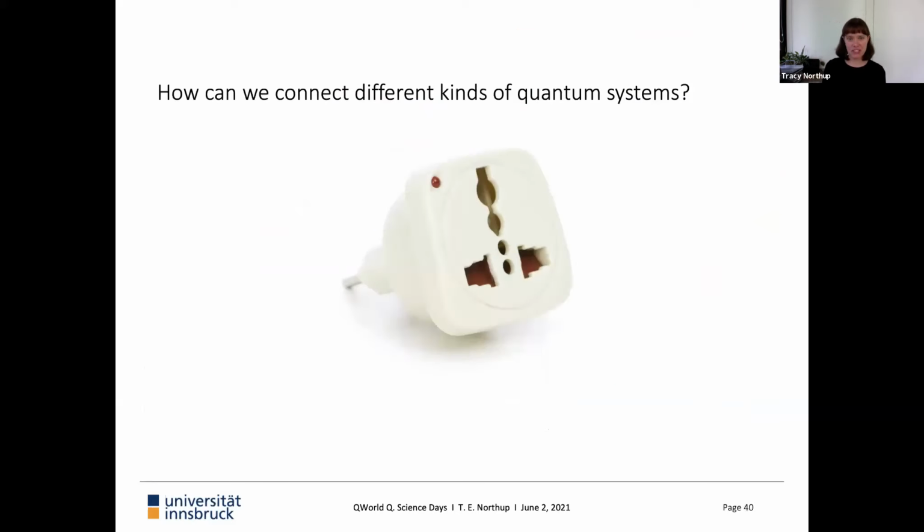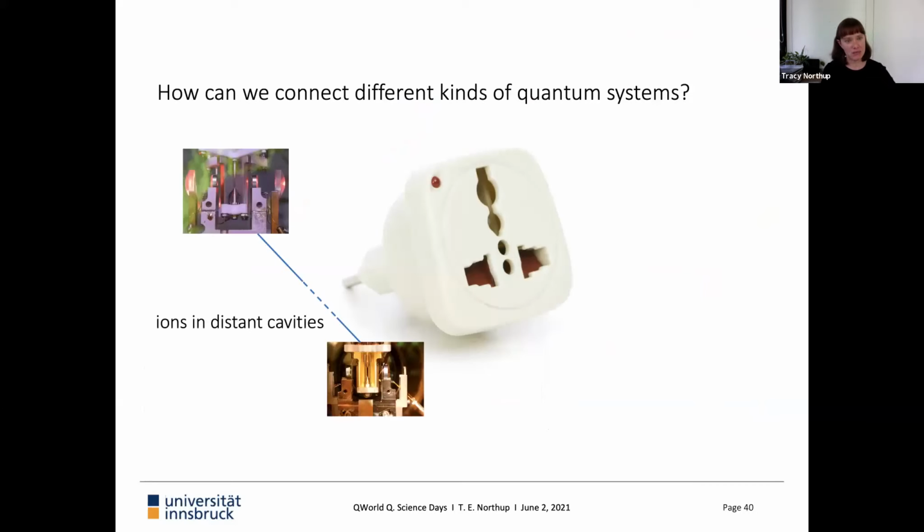Right, so it brings me back to the question I asked at the beginning: how can we connect different kinds of quantum systems? And what I've focused on today in particular is ions in different distant cavities. So the ions are, of course, the same system, but the connection is via photons. So we're relying here on a hybrid ion-photon quantum system, and that's mediated by an optical cavity, which is allowing us to collect photons with high efficiency, but also it's fundamentally based on a coherent process.